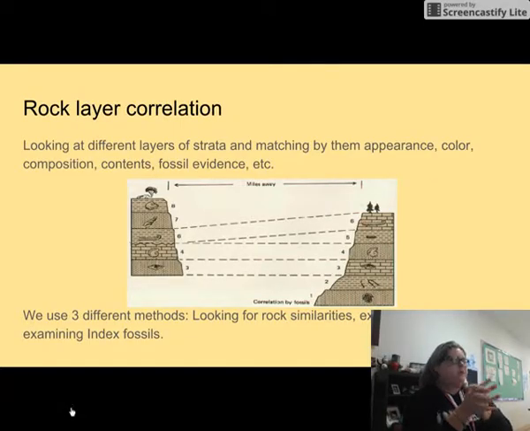As we work through this, one of the things that we have to do is rock layer correlations. So we know relative aging, remember, is putting groups of rock together based on properties that we can find in them, not their actual age. And whenever we do that, we often look at rock layer correlation. And there's really three ways that we do that. We can either look for rock similarities, examine key beds, or examine index fossils. So those are going to be the three ways that we really do this relative aging.